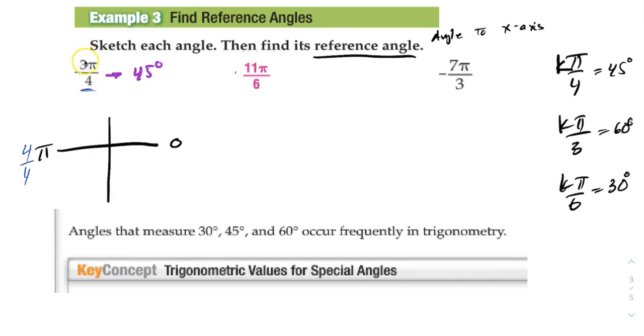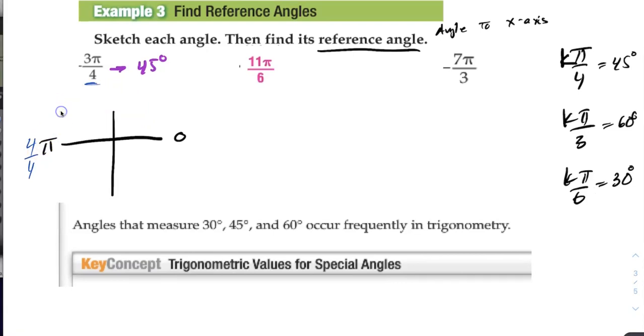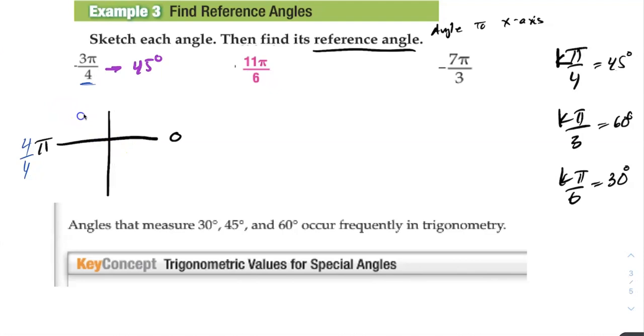I think this is a positive 3 pi over 4. It might be a negative, but we'll treat it like a positive 3 pi over 4. That means we're going up. This is 4 over 4, but we're going to be a little short. So we haven't reached there yet. So we're in the quadrant behind. So we're right here. And this angle from here to here is 3 pi over 4.